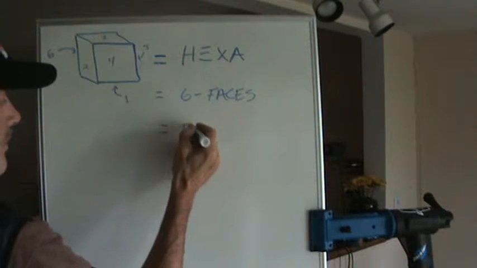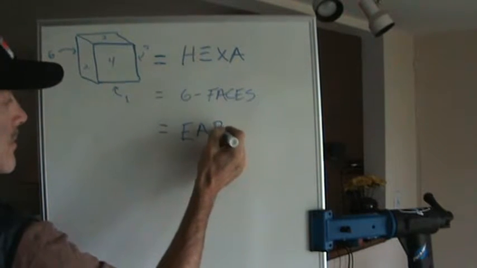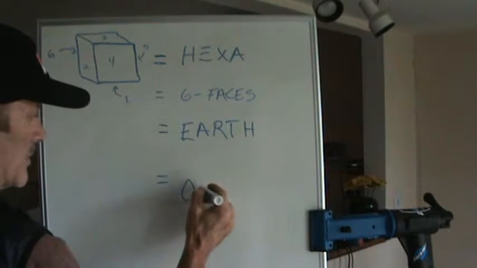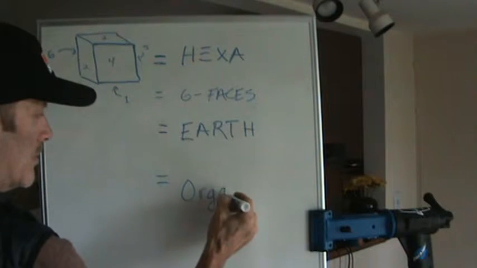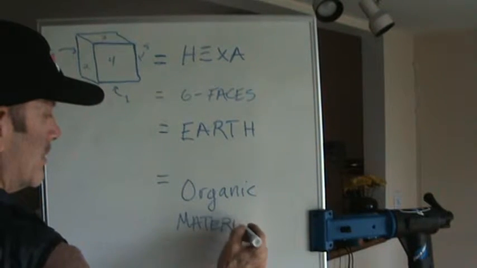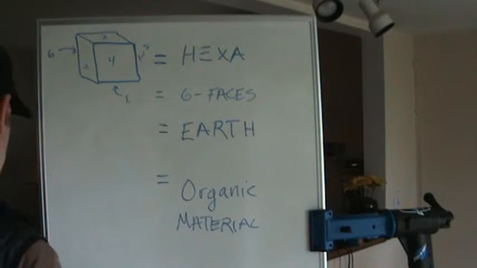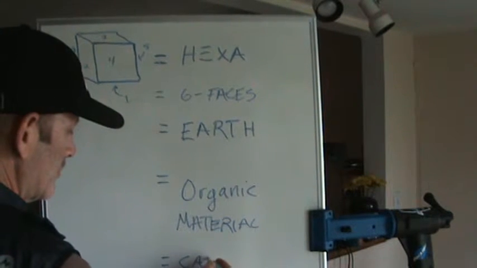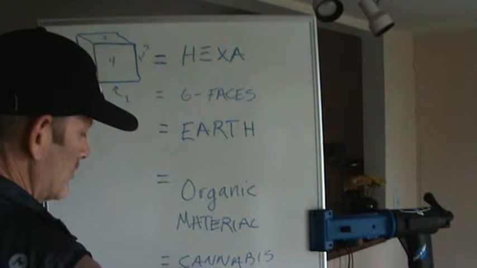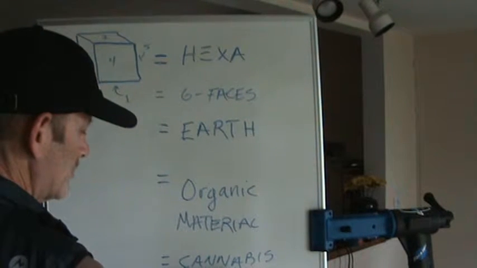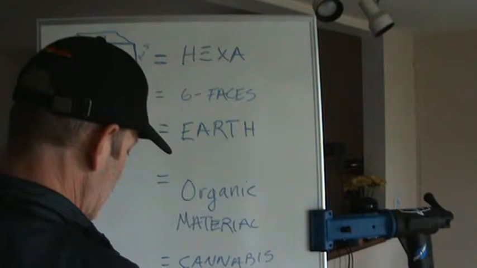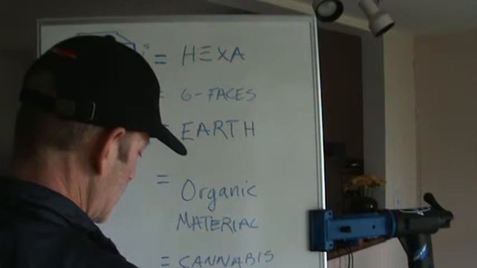This also equals Earth. This is cannabis greens, and finally, four.